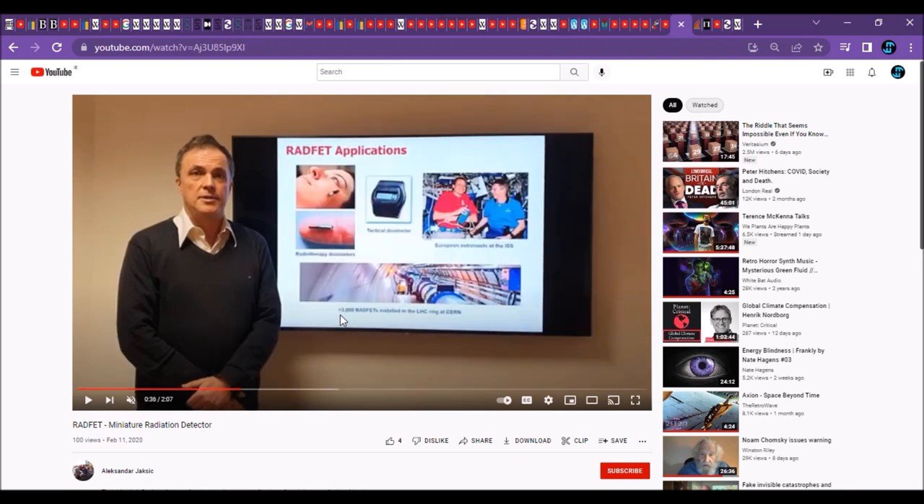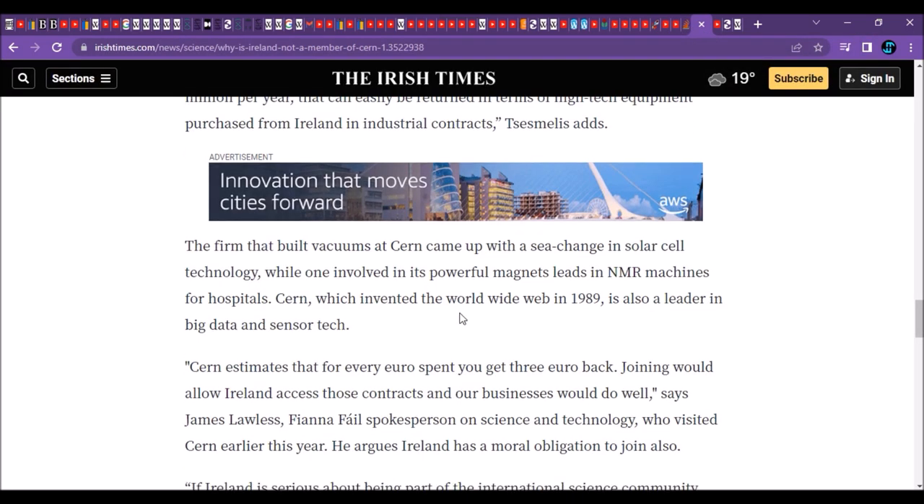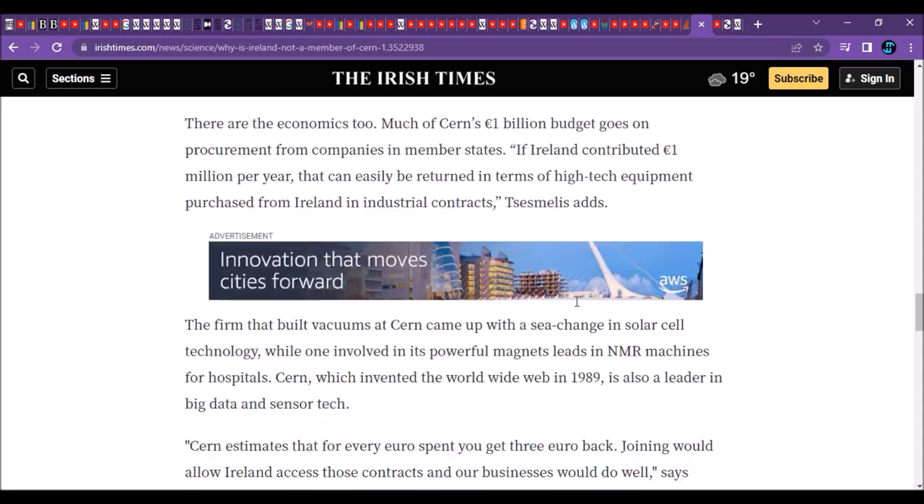So yes, 3,000 RadFETs installed in the LHC ring at CERN. That's quite a key contribution made by scientists working in Ireland. So again, it raises the question, why isn't Ireland a member of CERN? It's a question that I asked even back in 2012 when the Higgs boson was announced, and I was finishing my undergraduate at the time, and I had an interest in particle physics research. I asked the question, why is Ireland such an outlier in this regard?